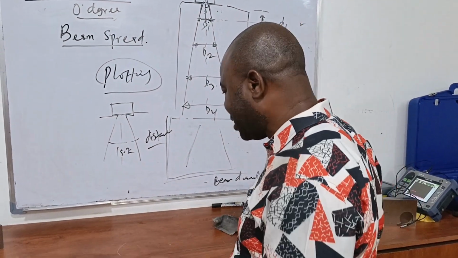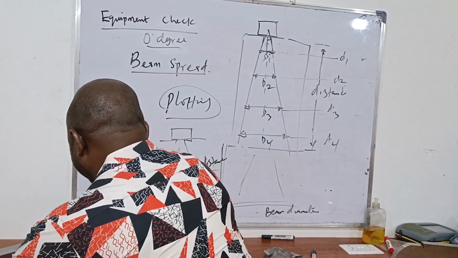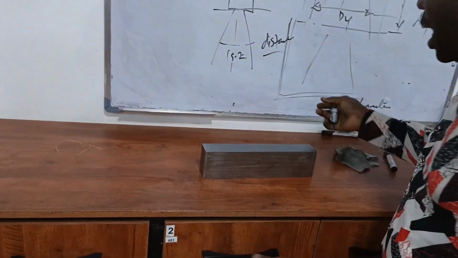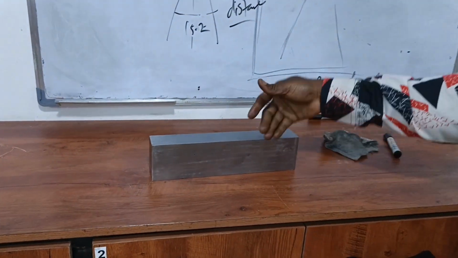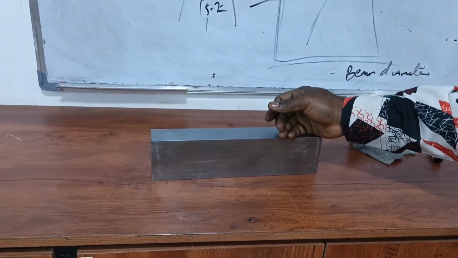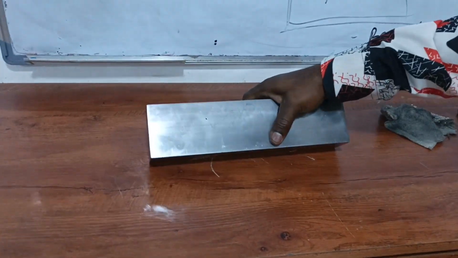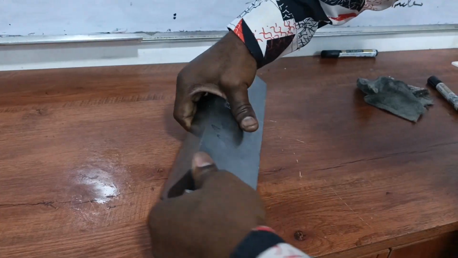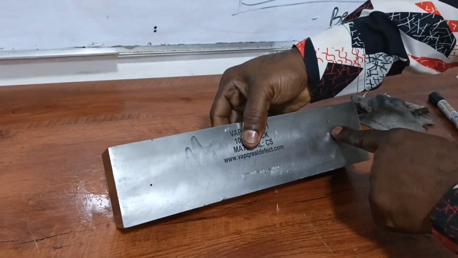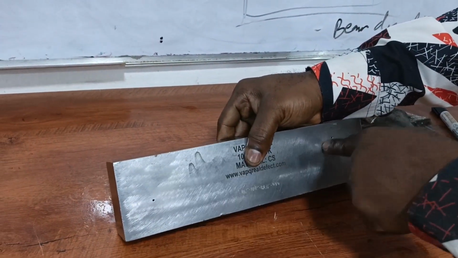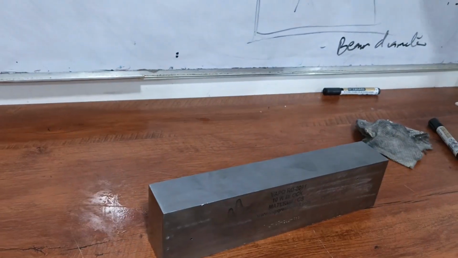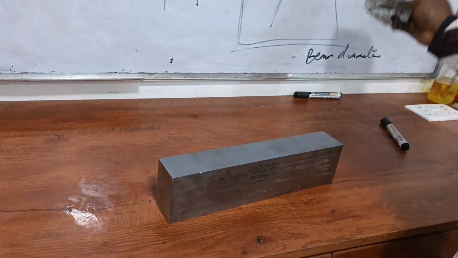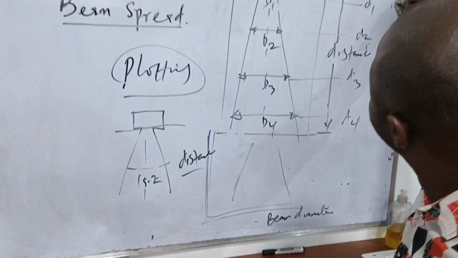So how do we do that for beam spread? You can use these side drill holes, or in other cases we have a bottom drill. So I have 4 side drill holes here: 1, 2, 3, 4. I can use these 4 holes to do my beam spread. How do you do it?